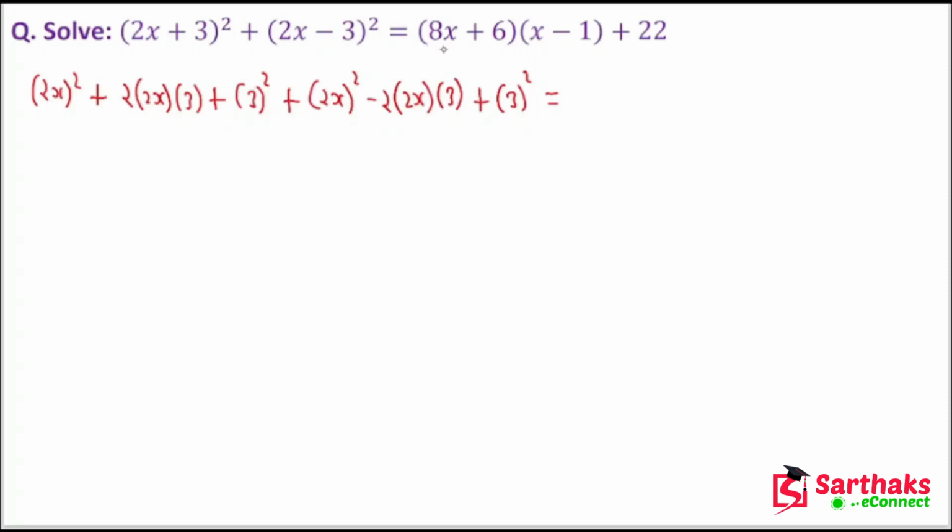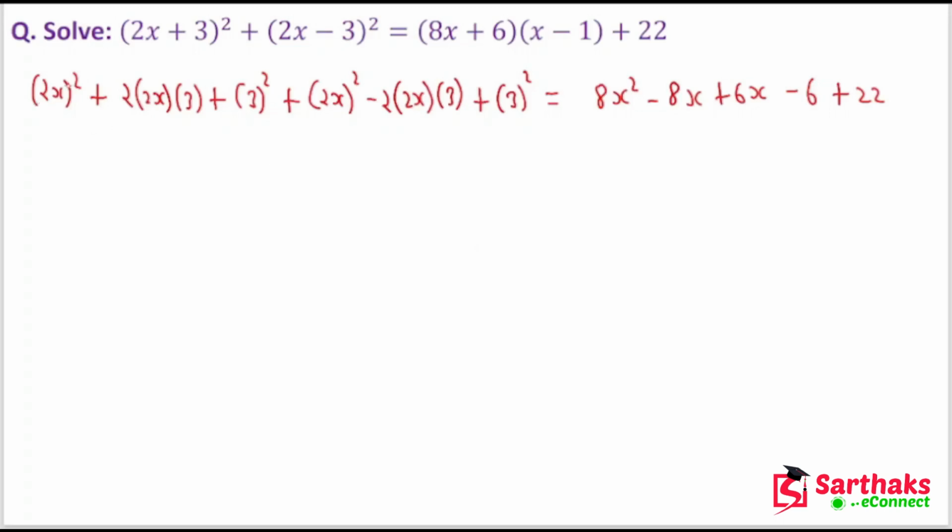Now on the RHS we have multiplication, so we'll multiply 8x with x. It will be 8x square. Now 8x into minus 1 will be minus 8x. Then multiply 6 with x, it will be plus 6x, and 6 into minus 1 will be minus 6, plus 22. So we have expanded the equation on both LHS and RHS.